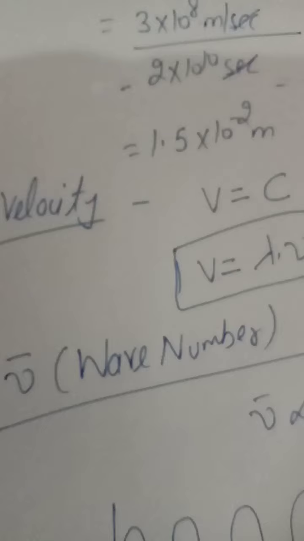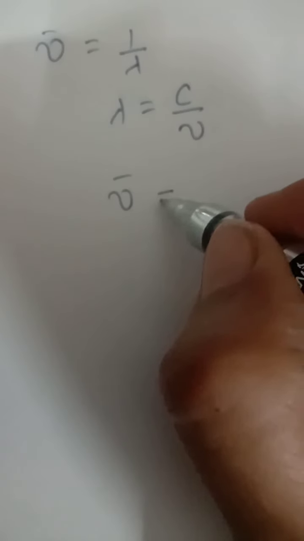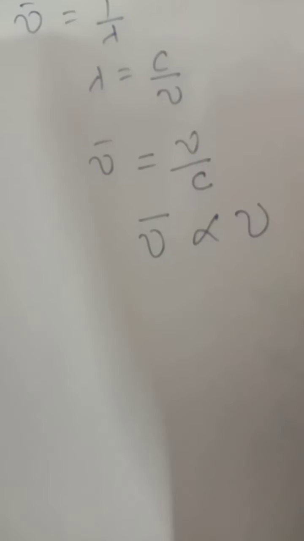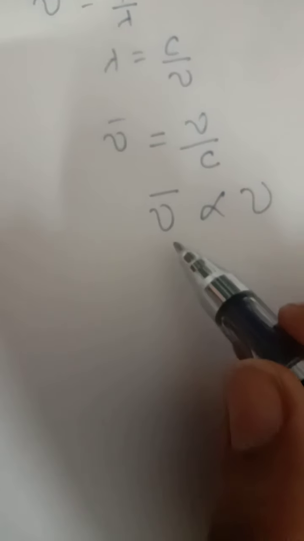Then its relationship with lambda is again important for numericals: nu bar is equal to 1 over lambda, and lambda we know is c over nu. So nu bar can be written as nu over c, which means nu bar is directly proportional to frequency, meaning the more the wave number, the more the frequency.